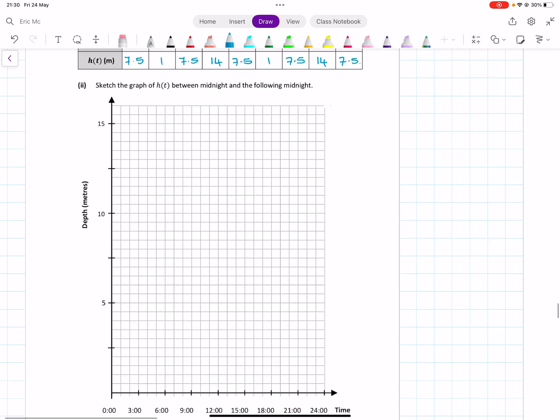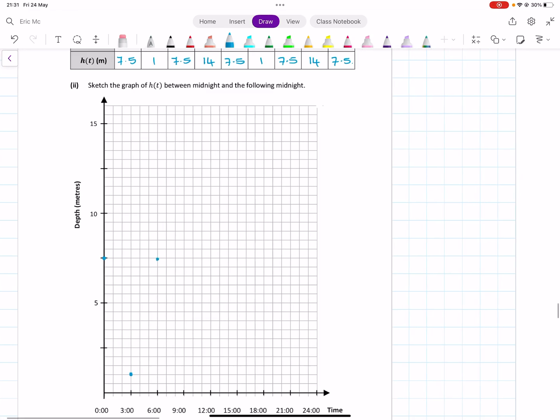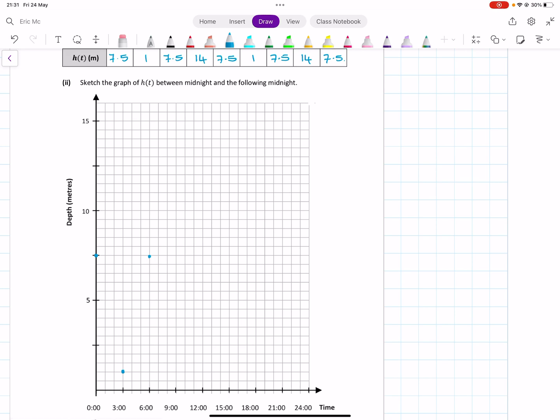At midnight, it is going to be 7.5, which is exactly halfway between 5 and 10. Then it goes down to 1, so that is 5, 4, 3, 2, 1. And then at 6 it goes back up to 7.5. At 9 o'clock it goes all the way up to 14, which is there. Then at 12 o'clock, it is back to 7.5. Then 1, then 7.5. 21 is back up to 14. Did I do that right? Yeah, I did. And then the last one is 7.5, which is here again.